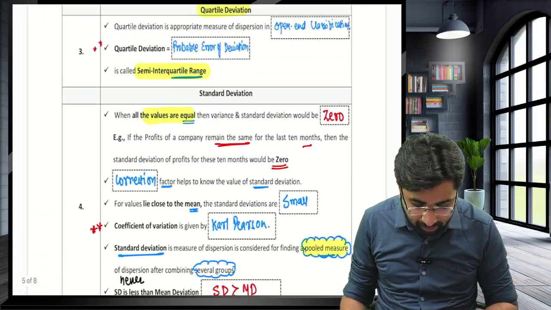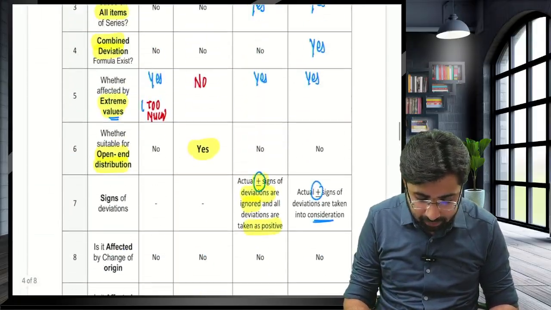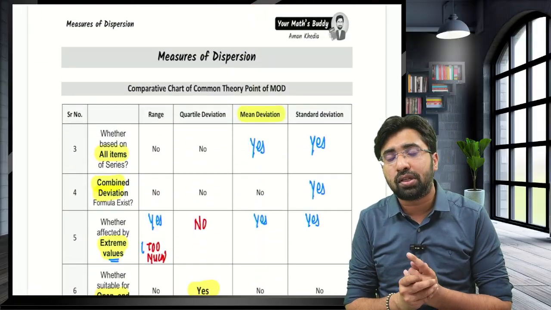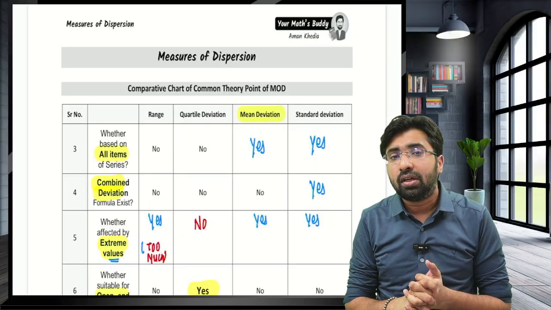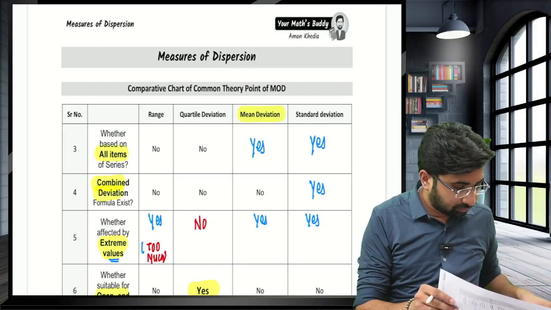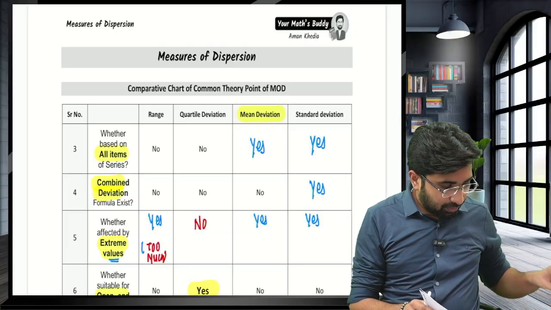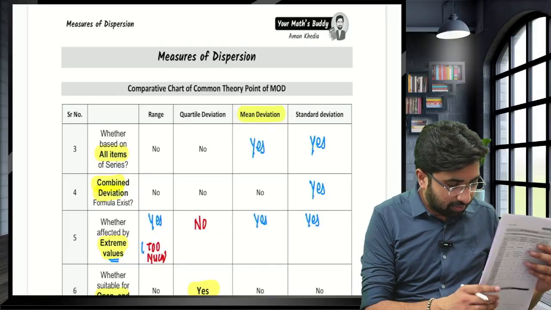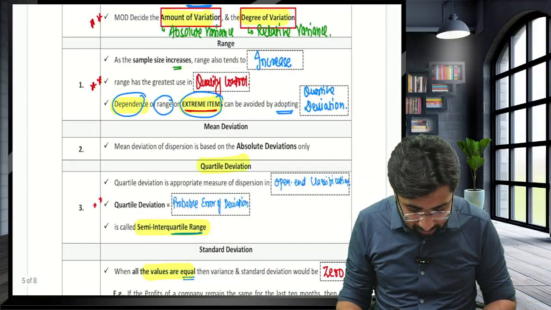Here we are done with the theory of measures of dispersion. Now let's move towards the theory of index numbers. Let's start with that now. Very limited points we have to write. Just do the fill in the blanks part with me and we are done with this.